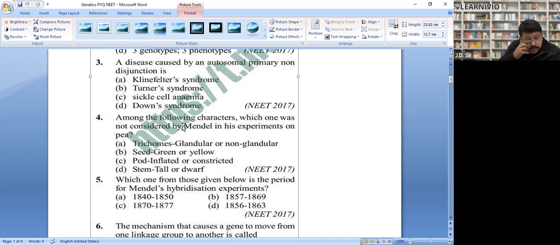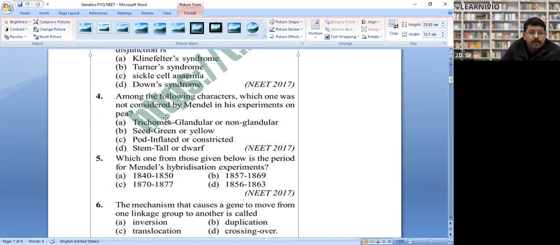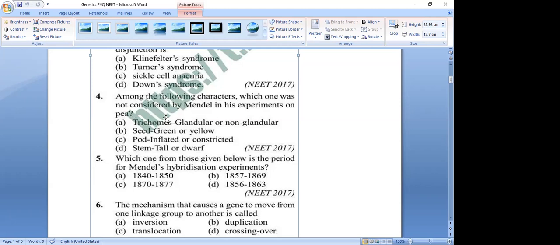Next question is: among the following characters, which one was not considered by Mendel in his experiment on the pea? Trichomes, glandular or non-glandular; seed, green and yellow; pod, flattened and constricted; stem, tall and dwarf. Which one is not considered? The first one. Very good. That is the correct first one. It's an easy question.